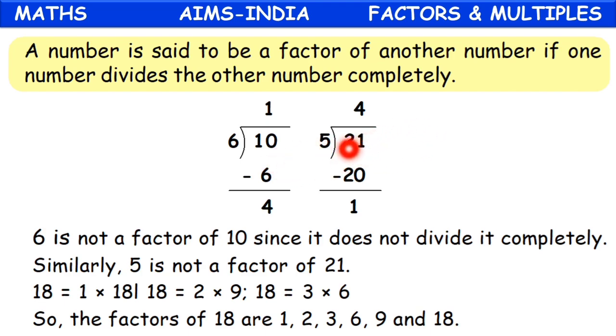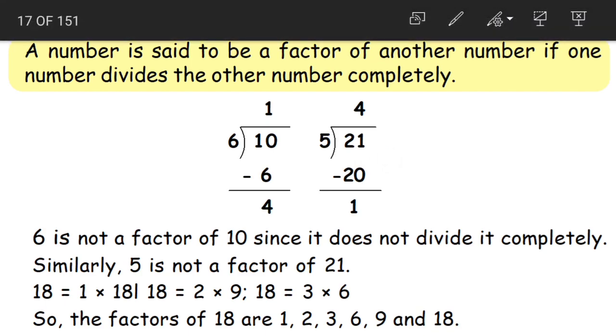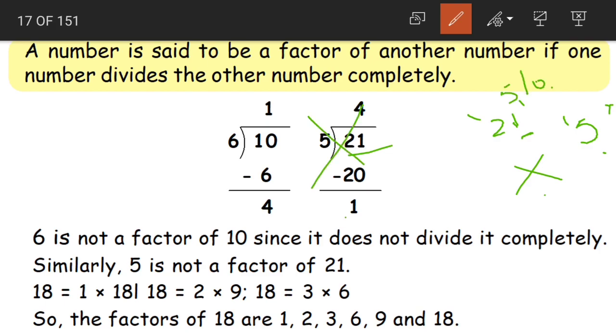Now coming to 21 divided by 5. We have 5 fours are 20, and when we subtract, 1 is our remainder. Again, 21 is not completely divisible by 5. So 5 is not a factor of 21. See, if we apply the divisibility rule here, we are having the number 21. We have to check whether it is divisible by 5. If you look at the ones place, it is having 1. Is it divisible by 5? No. It should have either 5 or 0 in the ones place. So even without division, we can say that 5 is not a factor of 21.